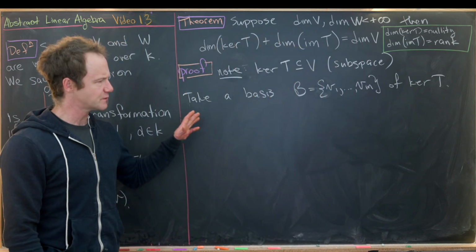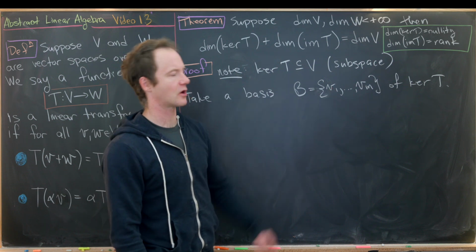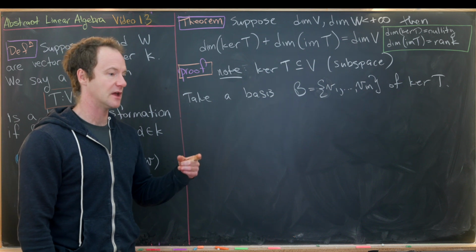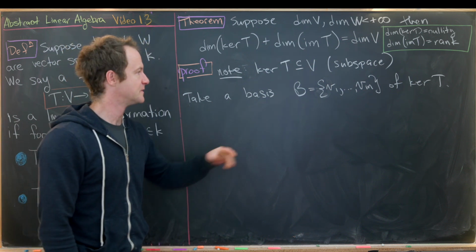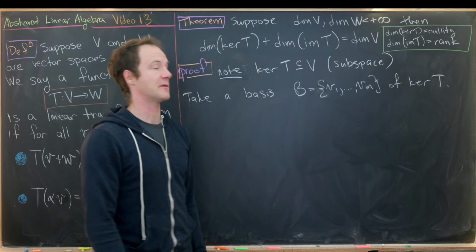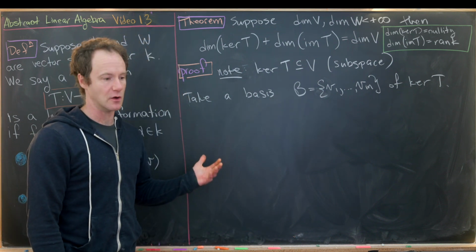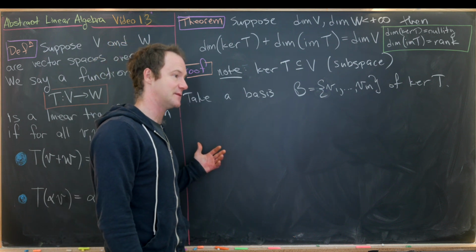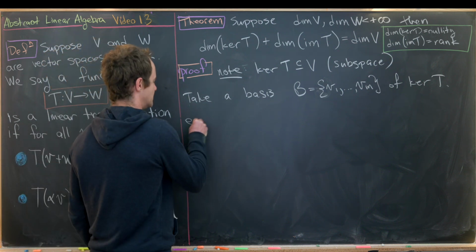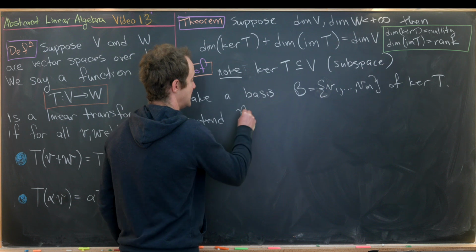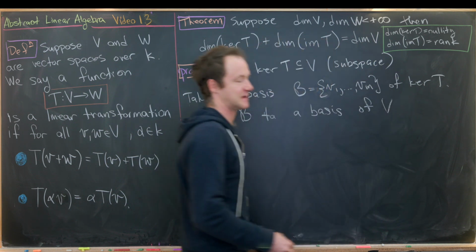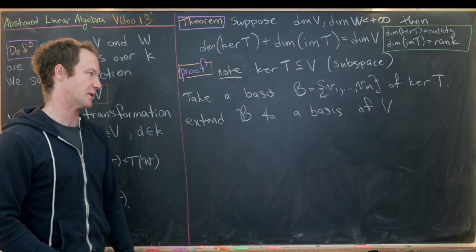Okay, but notice what we have here. This is a basis of the kernel of T. That means, well, it spans the kernel of T. We'll use that fact later. It also means it's linearly independent. So this is a linearly independent subset of vectors from our vector space. But by the last video, we know any linearly independent subset can be extended to a basis of the entire vector space. And so that's what we'll do. So let's extend B to a basis of the entire vector space. Again, that's possible by a result from the previous video.